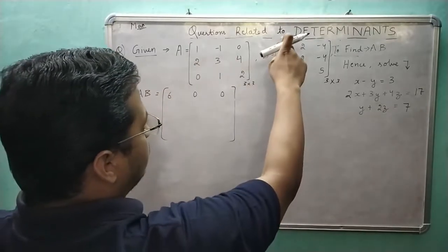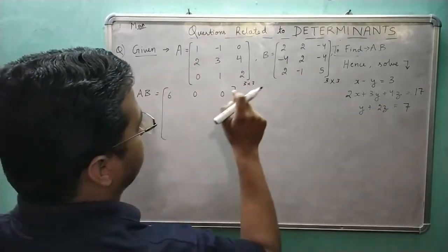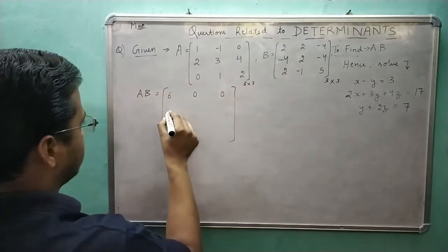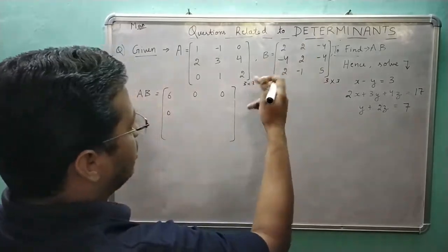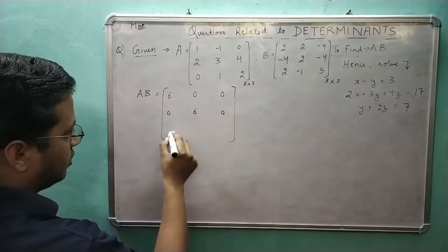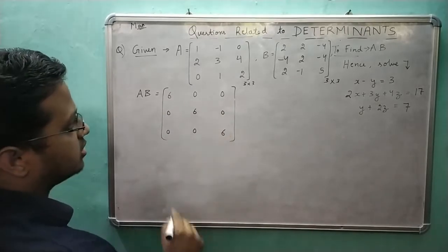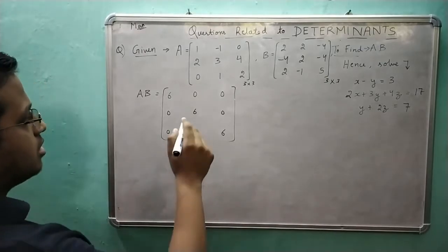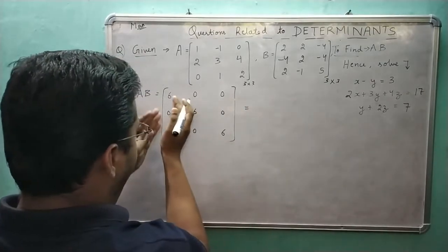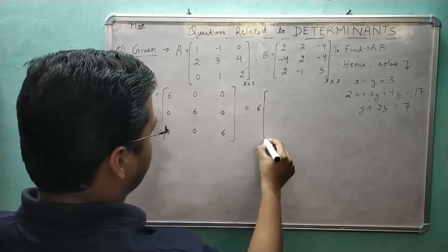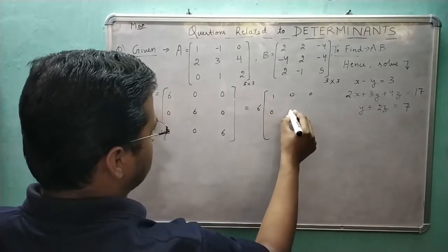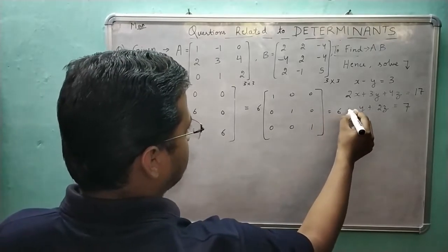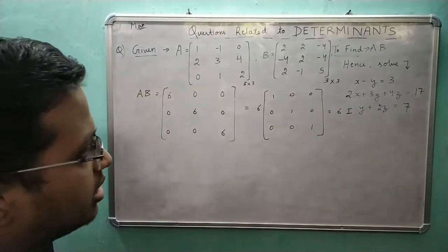Then second row with first column will give us this element. So 4 minus 12 plus 8 is 0. Similarly, you will get something like 6, 0, 0, 0, 6. Now, this is equal to, if we take 6 common, 6 into 1, 0, 0, 0, 1, 0, 0, 0, 1, which is equal to 6 into I. I is the identity matrix.